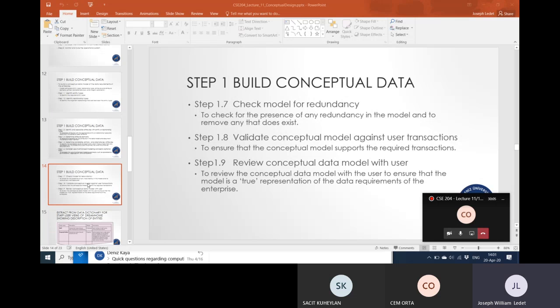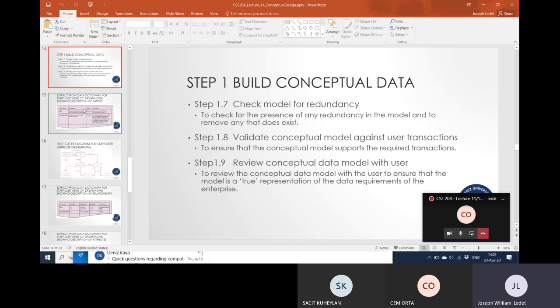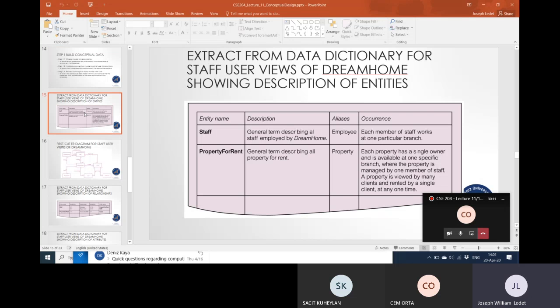Okay. All right. So let's look through an example. We're going to build a model from the staff property for rent, from some of the aspects of the dream home case study, the dream home example we've been using so far in this class. So notice that we'll have this idea. From the description of the system, we'll say this is what an entity could be. This is a description of what that entity would be.